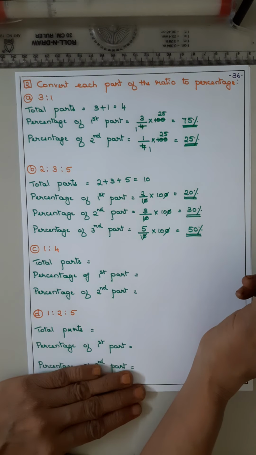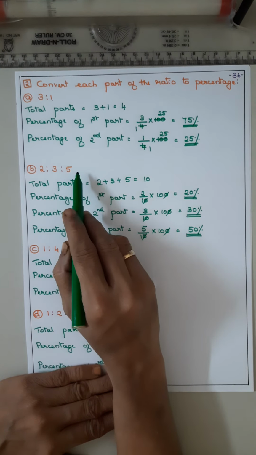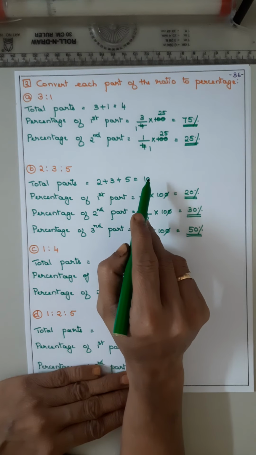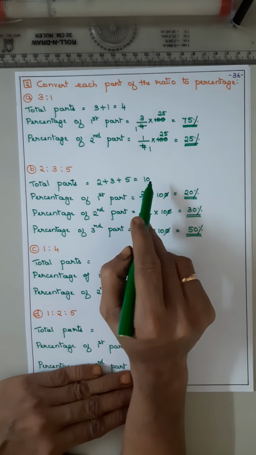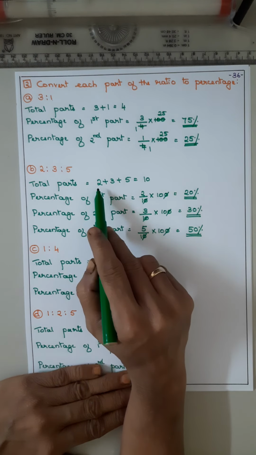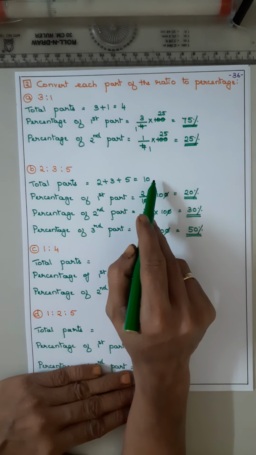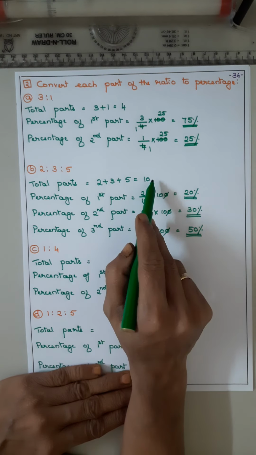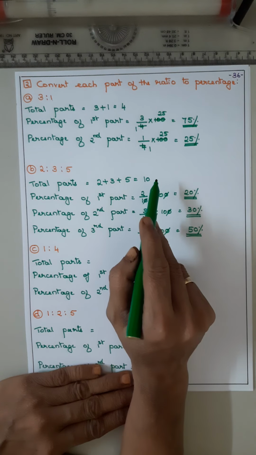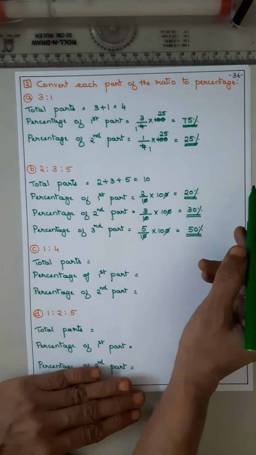Hope you have understood this. So when the ratio has three parts, add all the three parts and you will get the total number of parts, and now you find out the percentage of each part. So first part will be 2 out of 10, second will be 3 out of 10, third is 5 out of 10 and multiply by 100.